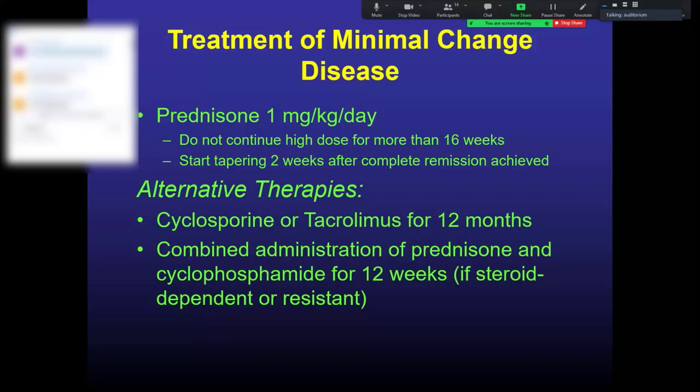Alternative therapies: I have a lot of patients with obesity, prediabetes, even diabetic patients that you don't necessarily want to put on high-dose steroids. So you could use a calcineurin inhibitor, so cyclosporin or tacrolimus. The treatment time typically is a little bit longer, at least 12 months, because if you taper too early, they can relapse. And finally, combined administration of prednisone and cyclophosphamide, usually for a 3-month period.